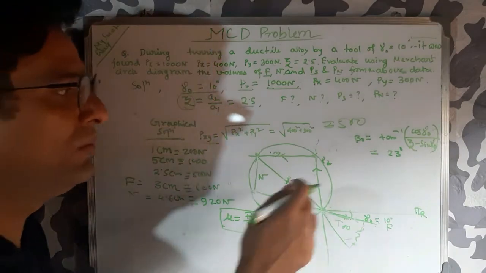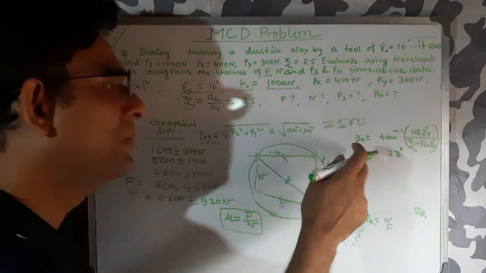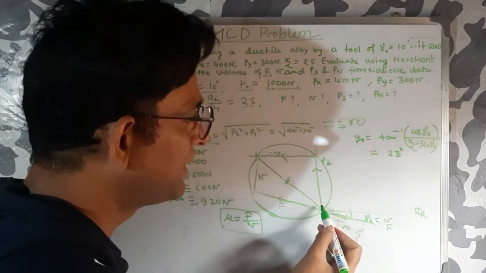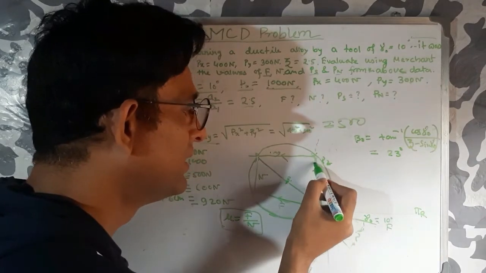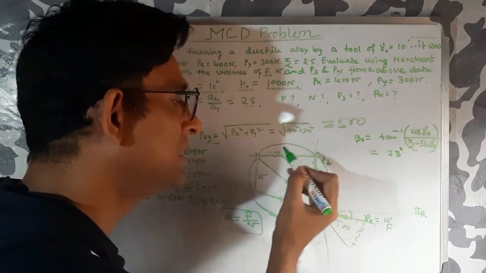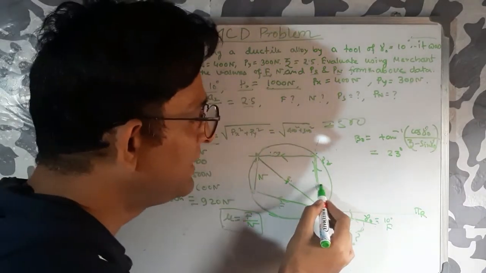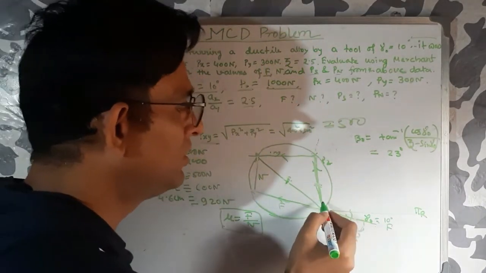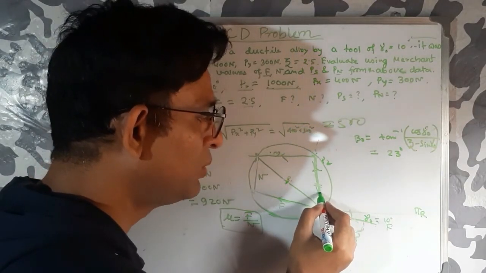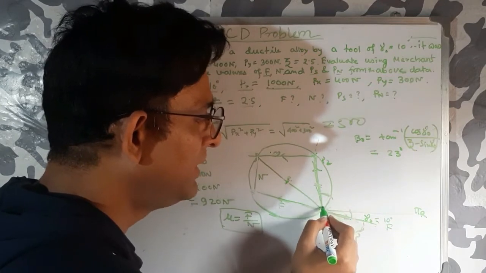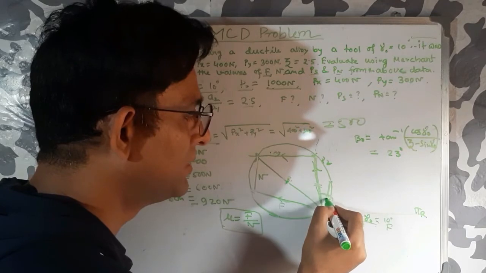Now if you know the value of beta 0, what is beta 0? It is the angle of inclination from the velocity vector of Pz to the shear plane. That means the angle between the Pz and the shear plane. So if it is Pz, draw a line at 23 degree, which will represent the beta 0.